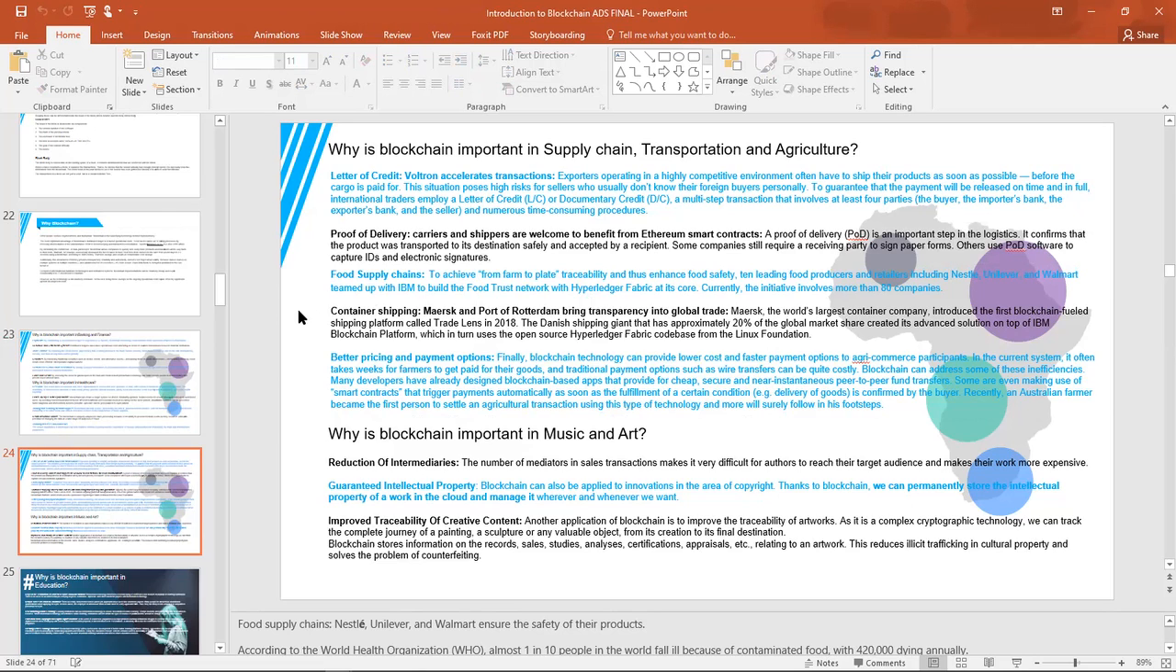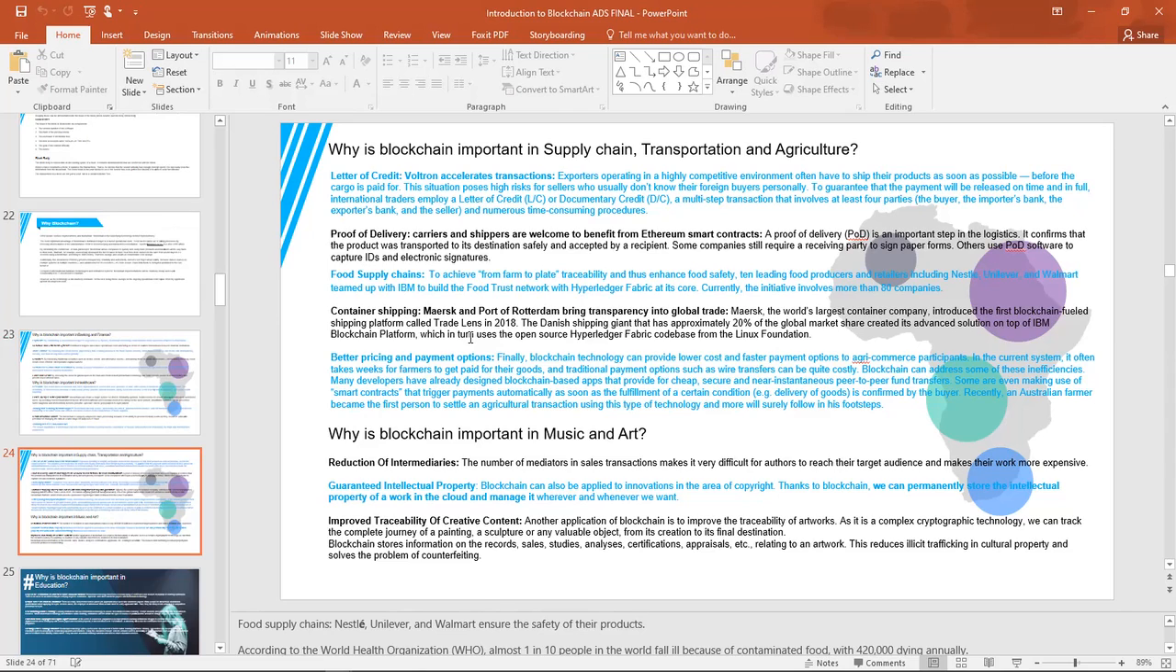2.2 seconds. Container shipping: Maersk and the Port of Rotterdam bring transparency into global trade. Maersk, the world's largest container company, introduced the first blockchain-fueled shipping platform, called TradeLens, in 2018. The Danish shipping giant, which has approximately 20% of the global market share, created its advanced solution on top of the IBM blockchain platform, which in turn uses the open source Hyperledger Fabric code base from the Linux Foundation. So that is in container shipping and transportation.